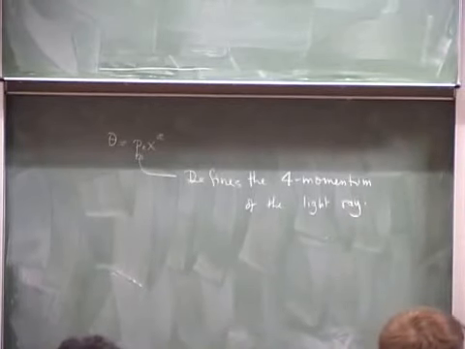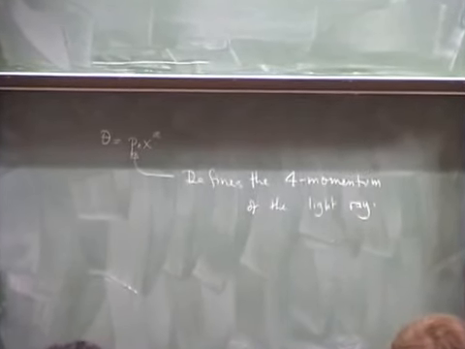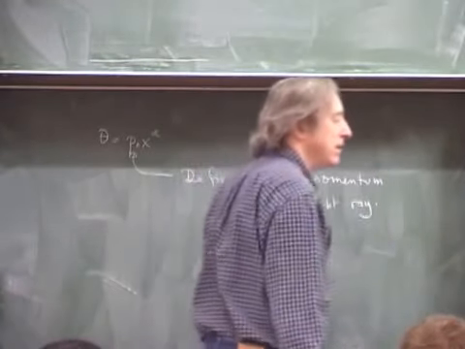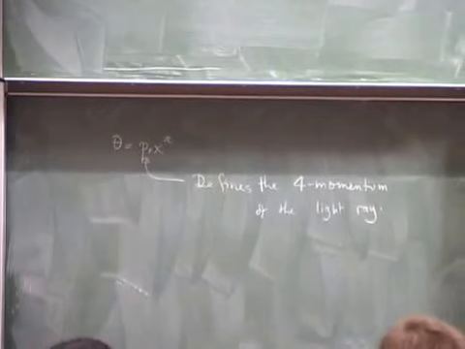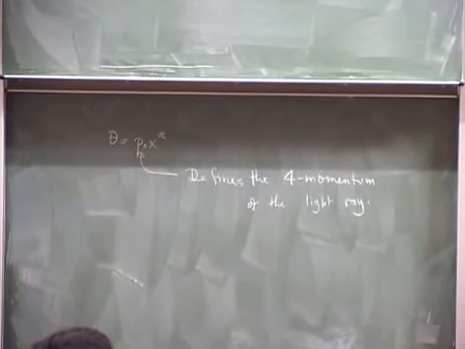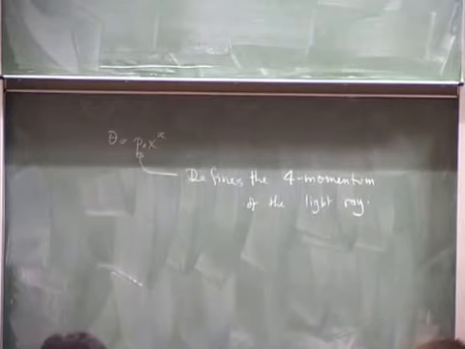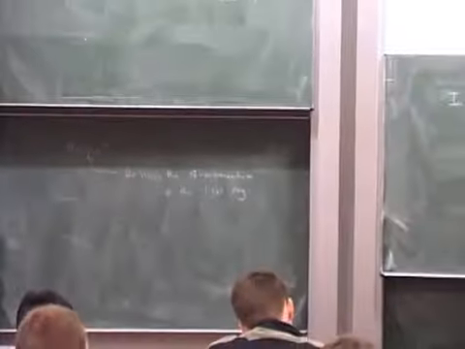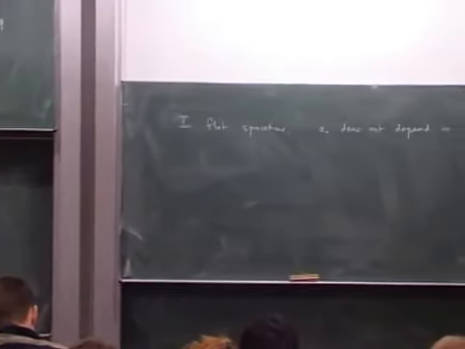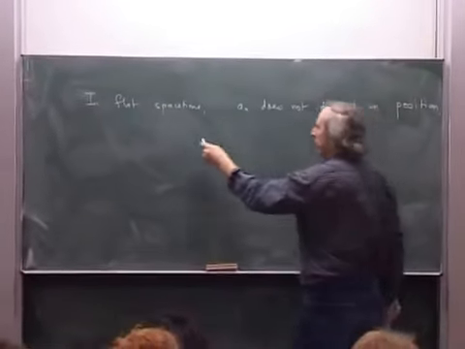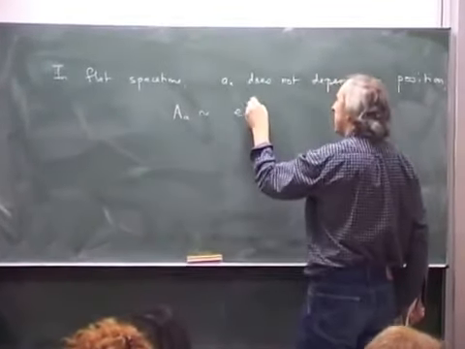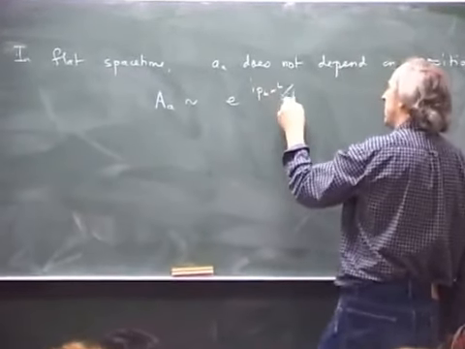Were you to be doing this calculation in flat space, you can see that this is exactly correct. In flat space, little a, the polarization vector does not depend on where you are. And in a plane wave basis, you would say, oh, well, so A would look like e to the i p_b x^b over h bar.